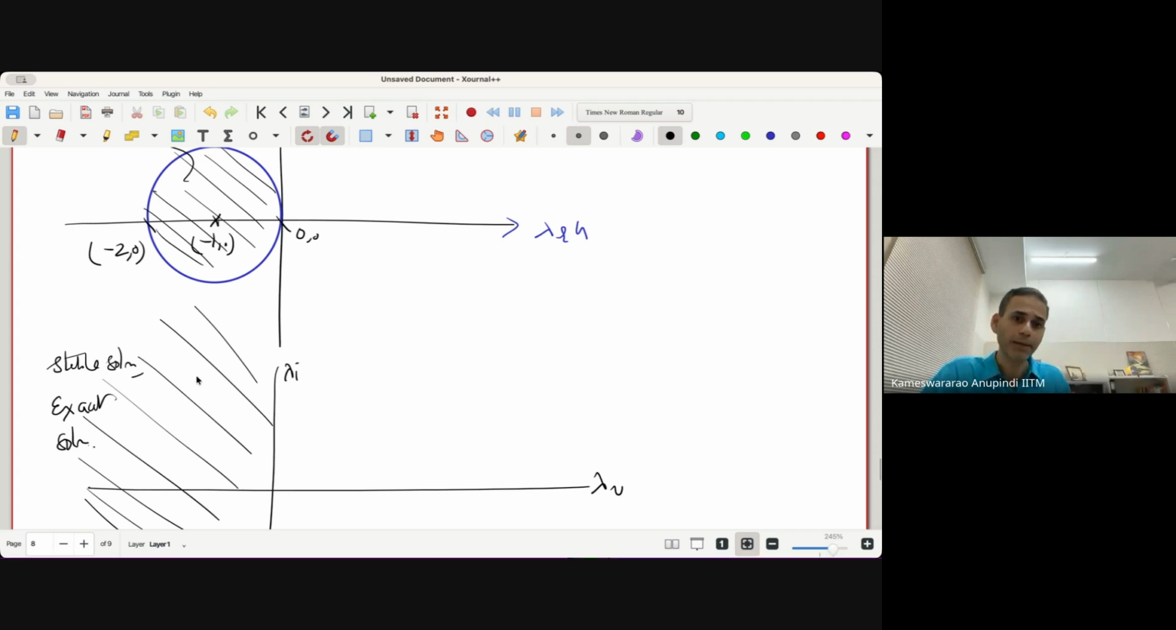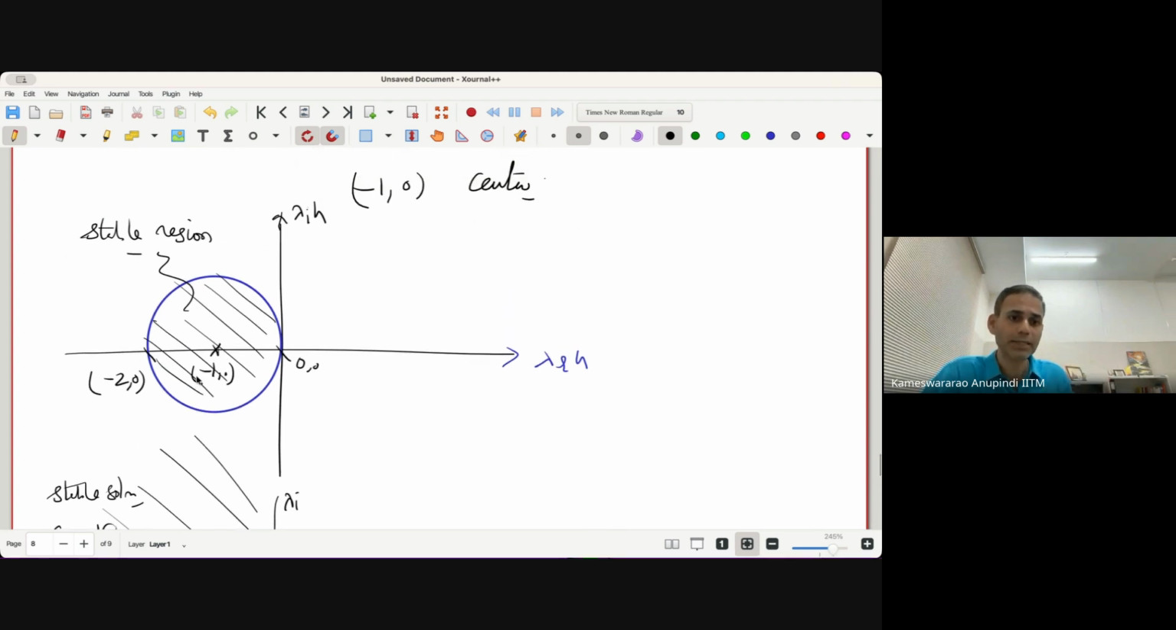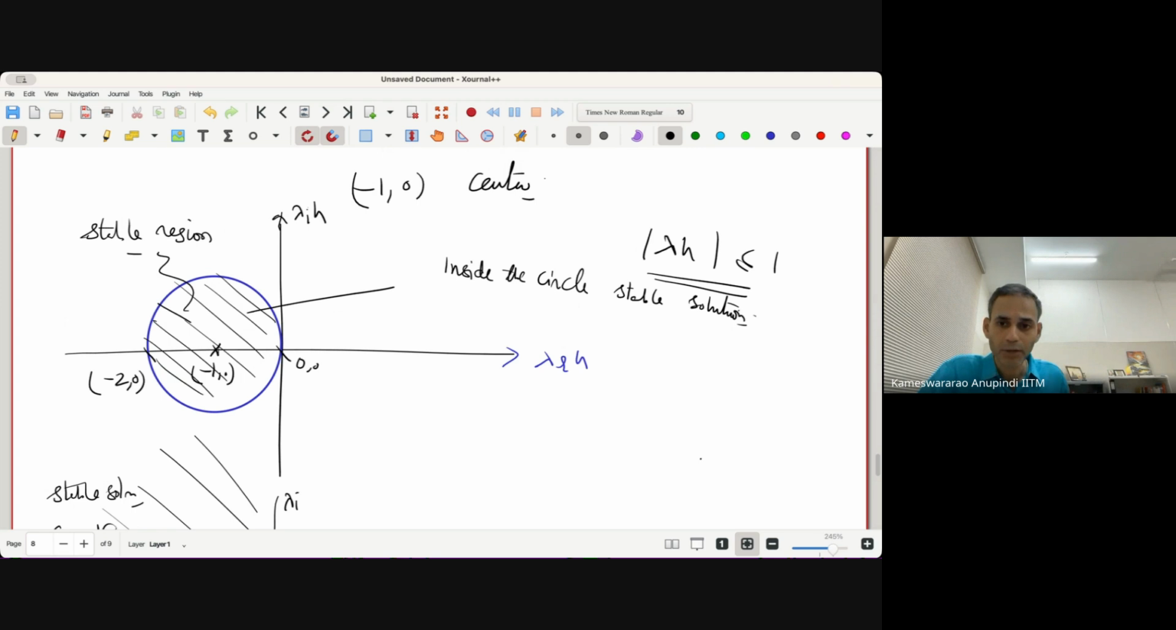But when you want to apply the explicit Euler method, you realize that you can only apply it if your lambda times h satisfies this condition, which means that only if lambda times h is inside this circle are you going to get a stable solution. That means your lambda is fixed by your problem, right? You are given dy by dt equals lambda y.